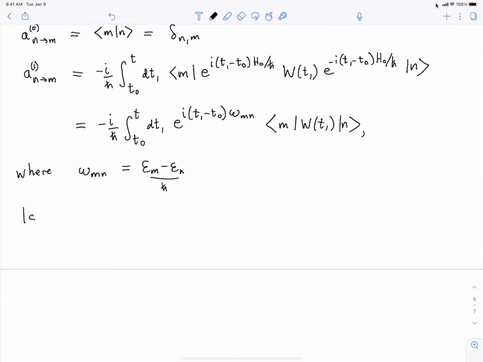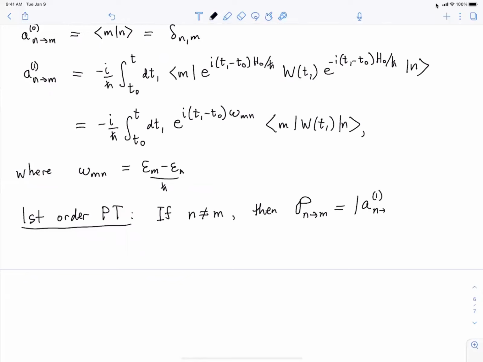And so let me just write this down. First order perturbation theory really applies if n is not equal to m. Then the probability for n to transition to m is the square of the first order transition amplitude. When I've written that, of course, I've used the fact that n is not equal to m so that I didn't have to include the A0 part, because the A0 part I see from up here is going to be 0 when n and m are different. So that's how I can get away with that.